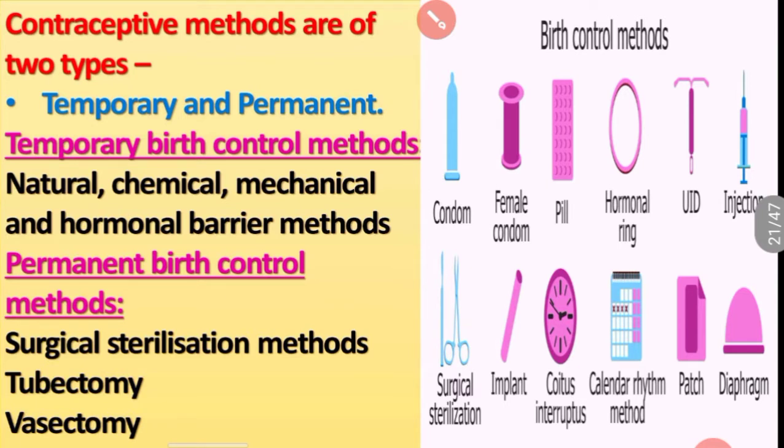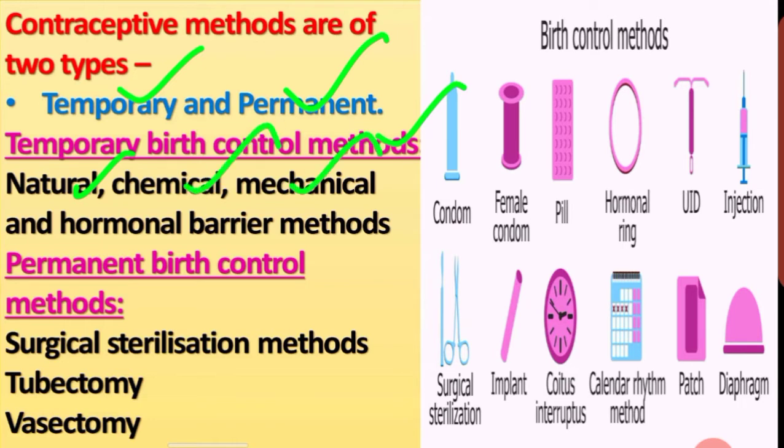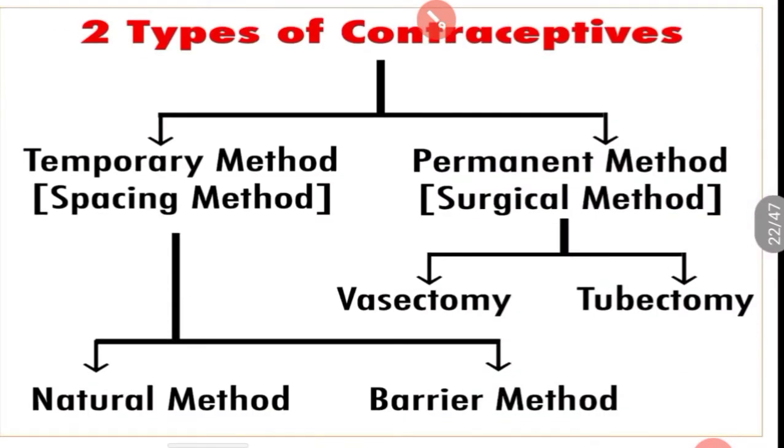Contraceptive methods are of two types: temporary methods and permanent methods. Temporary birth control methods are natural, chemical, mechanical, and hormonal barrier methods. Permanent birth control methods are surgical sterilization methods, that is tubectomy and vasectomy. These are the topics we are going to cover. We'll see it in the form of a flowchart.